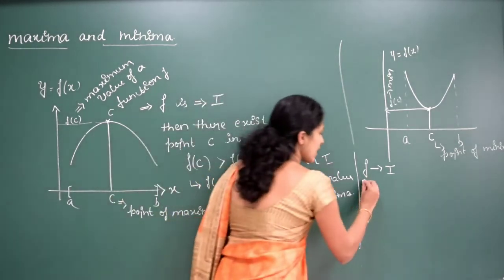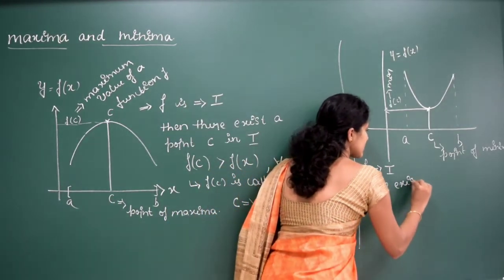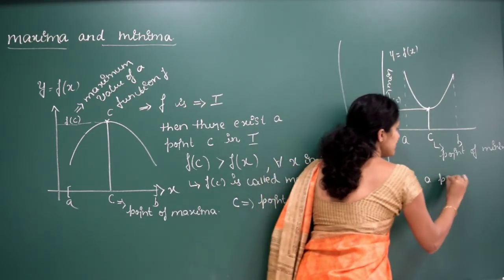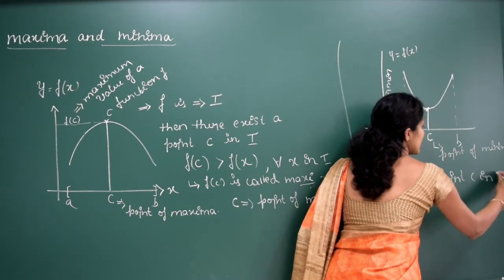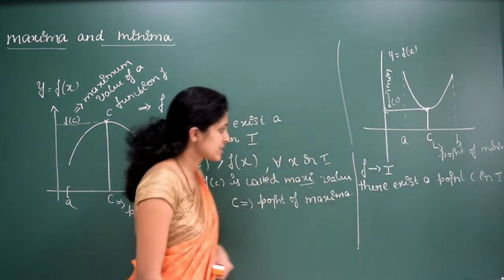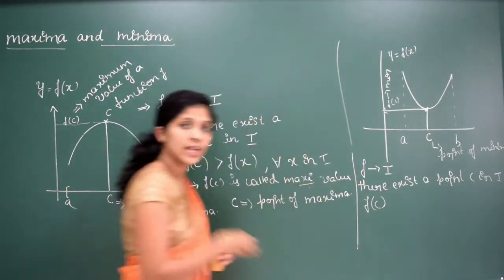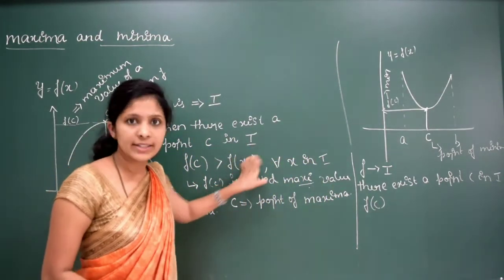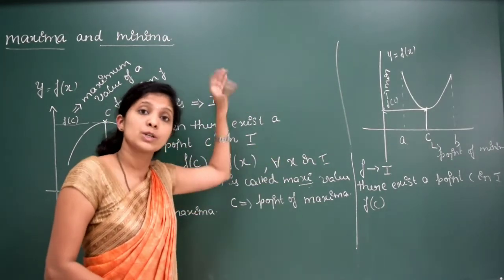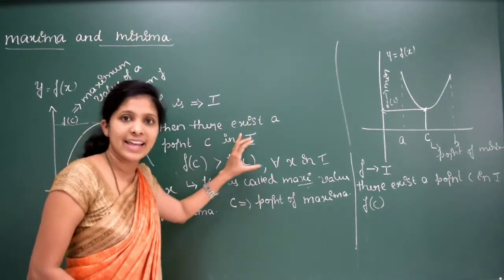Then there exists a point c in I such that the value of f of c should be greater than f of x to see a maximum. But to see a minima, obviously f of c should be less than f of x.